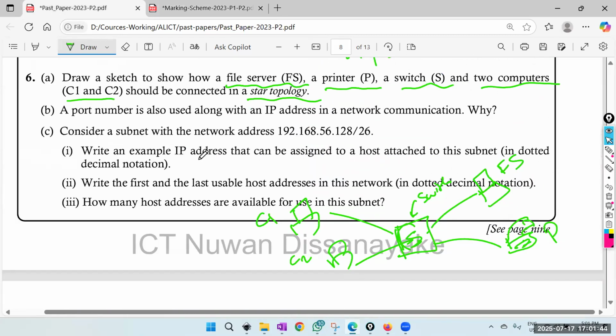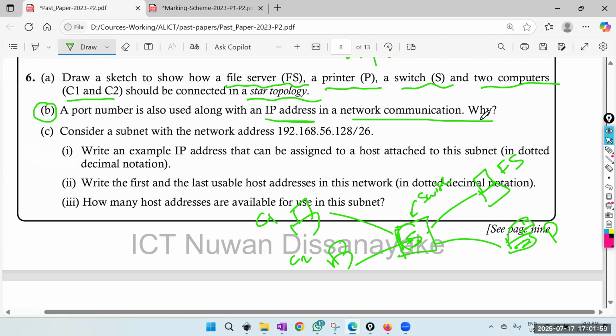Right. So any questions? B part. The port number is also used along with IP addresses in a network communication. Why? Can someone give me the answer?